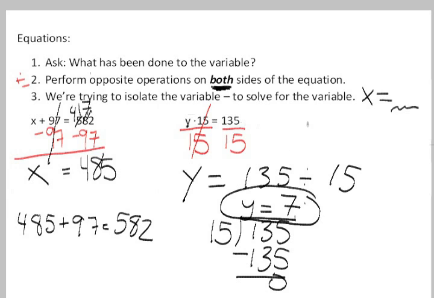Okay, so these are the important things to remember with equations. We need to perform opposite operations. We need to show that we're doing that work on both sides of the equation so that we can solve for the variable and find out what the variable, what the x or the y equals in any given problem.